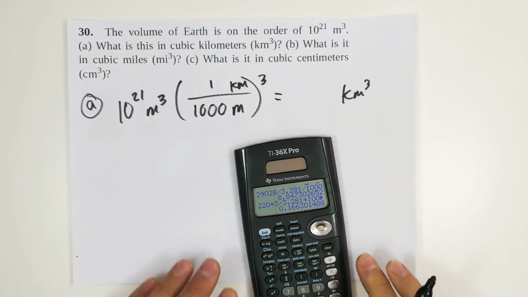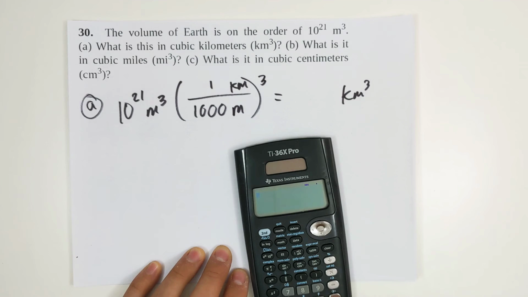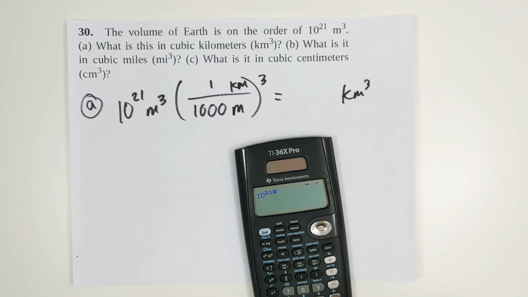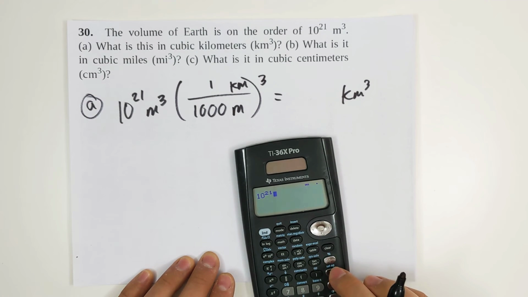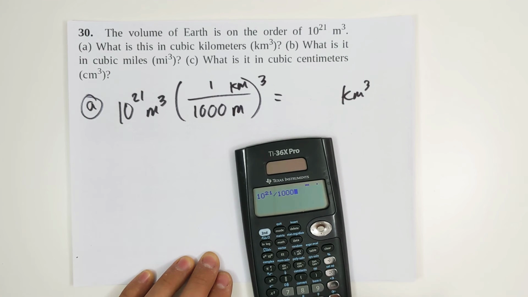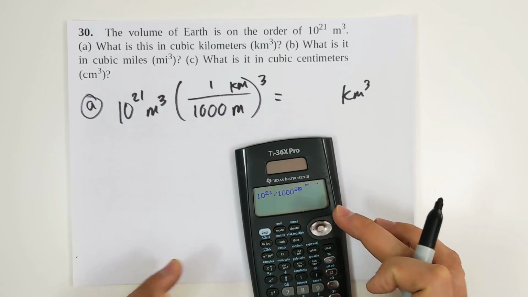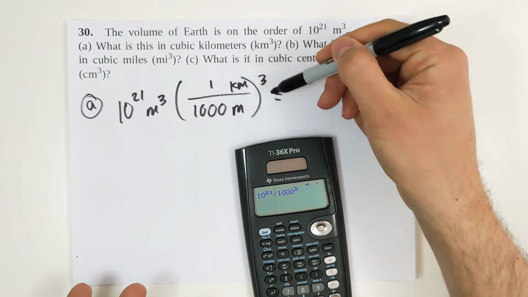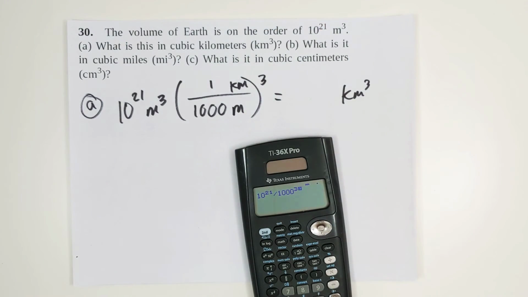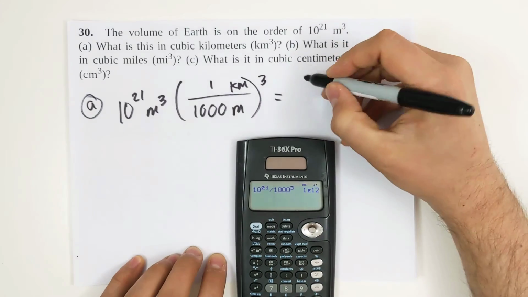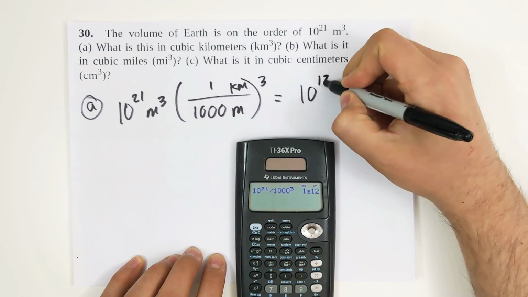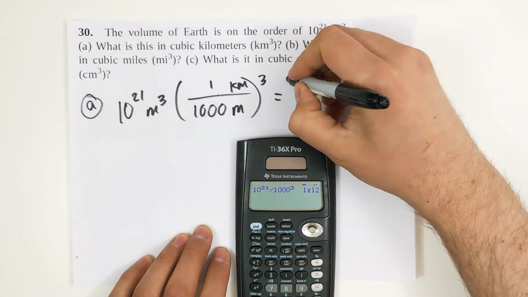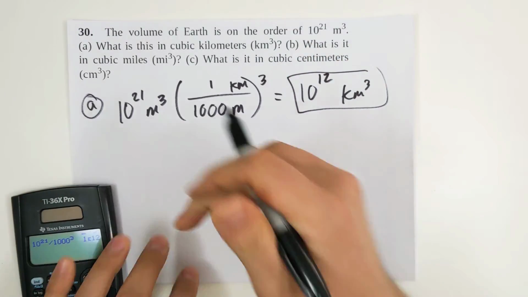So the trick is when you put this into your calculator, you're going to do 10 to the 21st power divided by 1,000 cubed. Make sure you put this in the calculator right, but everything in there is cubed. 1 cubed is still 1. So that's all we got to do. Boom. 10 to the 12 kilometers cubed. Easy. Let's do B and C because we can.